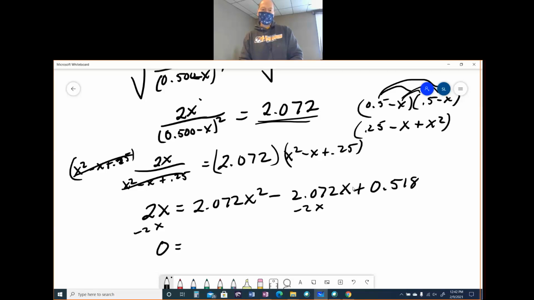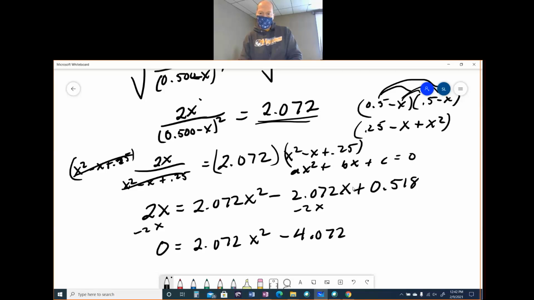And that is in your x squared, x, and so you have to put it into your ax squared plus bx plus c is equal to 0 form. And that's where we're at here. 2.072 x squared minus 4.072 x plus 0.518. So now we have our A, our B, and our C.